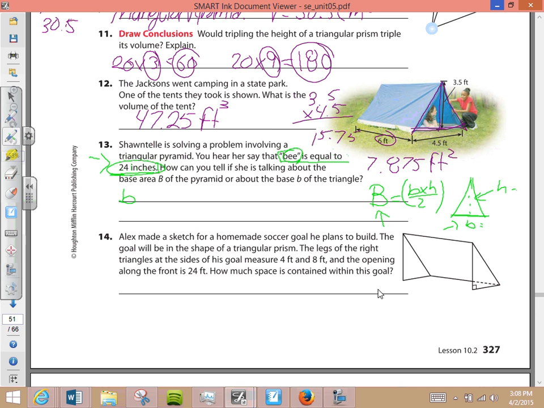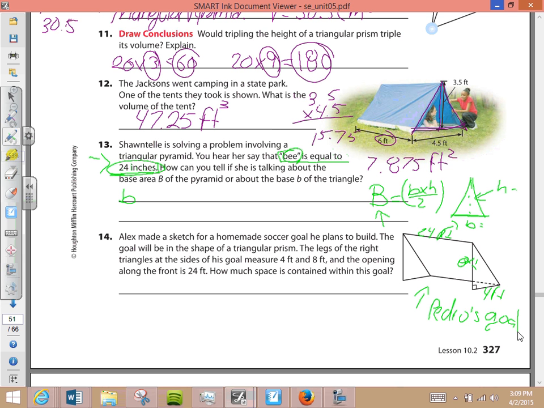Alex made a sketch for the homemade soccer goal he plans to build. This soccer goal, we're going to call it Pedro's goal. There you go. Stay on it, Pedro. It's yours. The goal will be in the shape of a triangular prism. The legs of the right triangles that are the sides of his goal measure 4 by 8 feet. And the opening along the front is 24 feet. How much space is contained in there? How do you figure it out? What do you multiply?